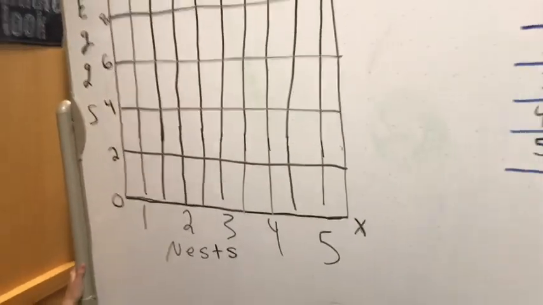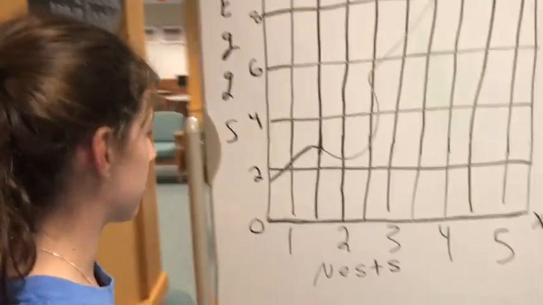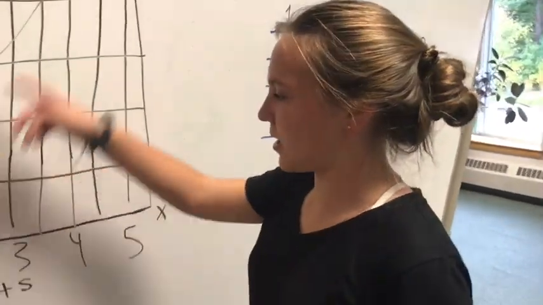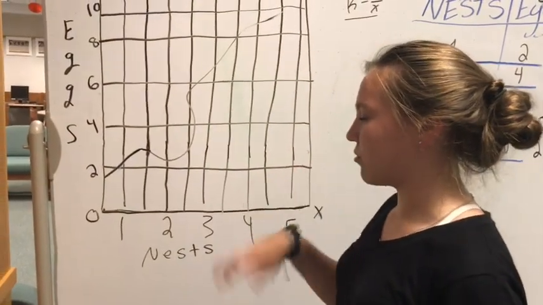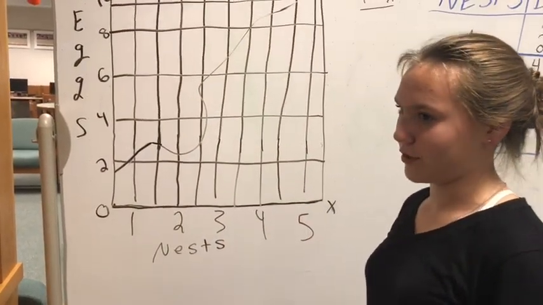Now let's see. Rebecca, is this graph proportional? No, because as you can tell, it's not a straight line. And also, it doesn't go through 0, 0, which is the point of origin.